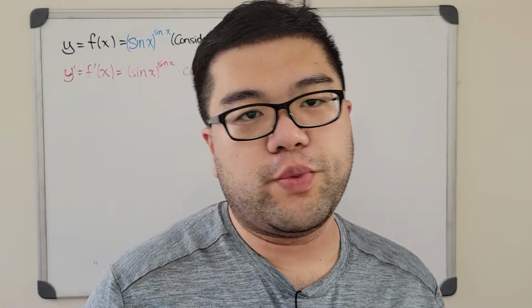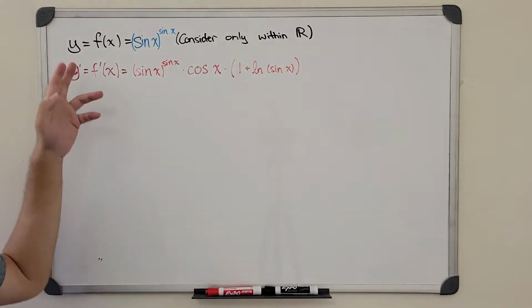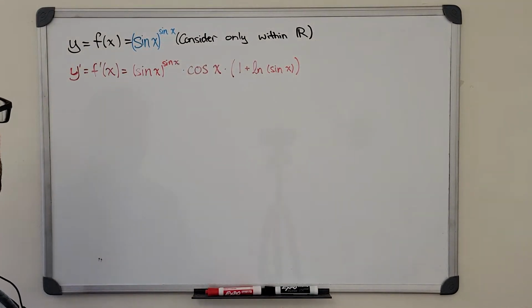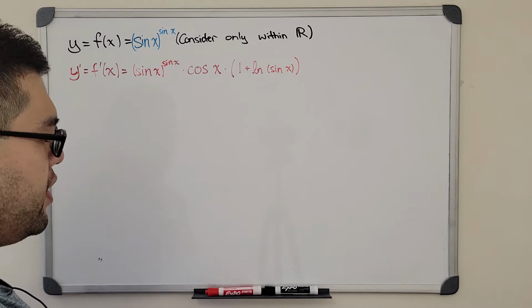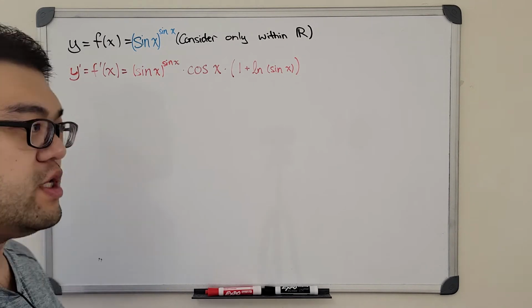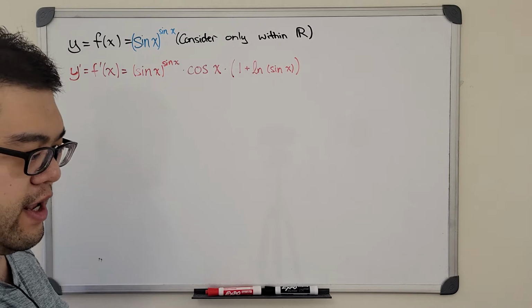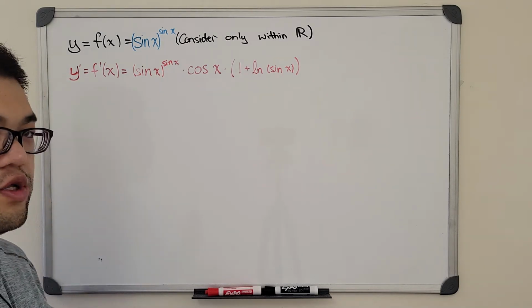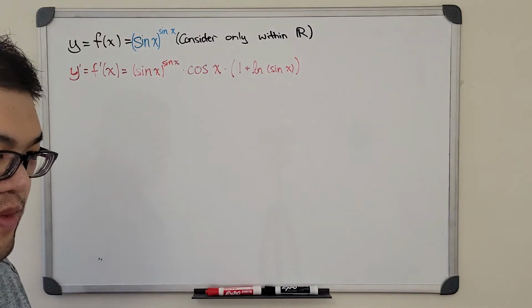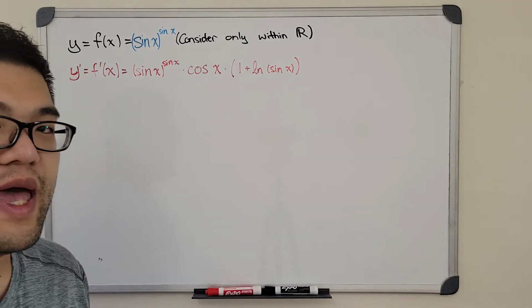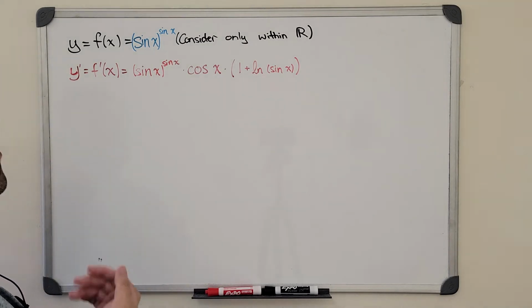In our last video, we found the first derivative of the function y equals f of x, which is equal to sine of x all raised to sine of x power. And our purpose of taking the derivative is to help us find all the information that we need so that we can analyze the function and answer problems such as the domain, the range, the relative maximum, relative minimum, as well as the absolute maximum and absolute minimum of the function.